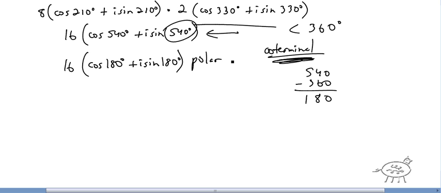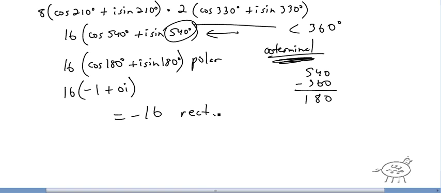And then, of course, in standard form, or rectangular form, it's just going to be 16 times cosine of 180, which is negative 1. Sine of 180 is 0, so plus 0i. And I don't even need to write that 0i. My answer to this problem is negative 16. That is rectangular form.